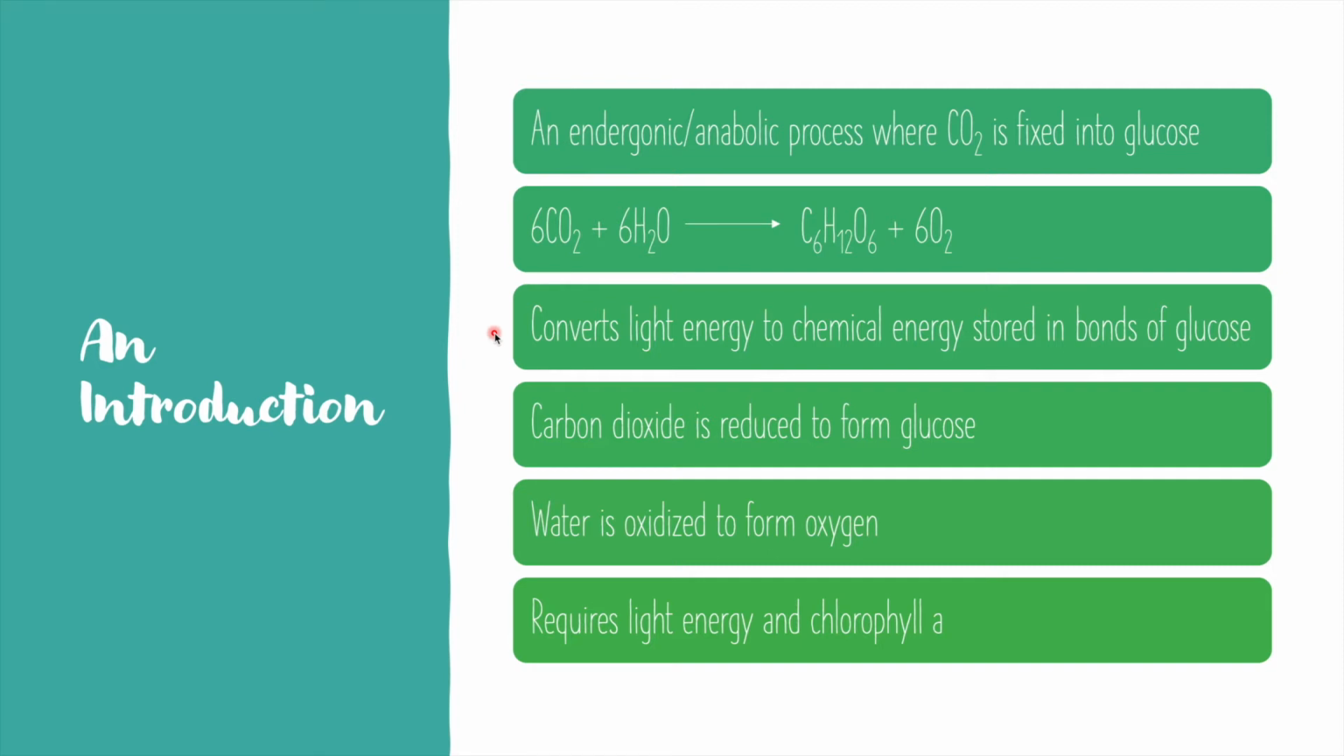In photosynthesis, carbon dioxide is reduced to form glucose, and water is oxidized, forming oxygen. Photosynthesis requires light energy in the chlorophyll A pigment in order to occur. Chlorophyll is a green pigment in plants that gives leaves their color. It absorbs light energy to spur photosynthesis.